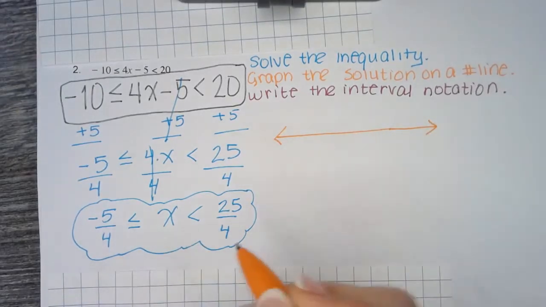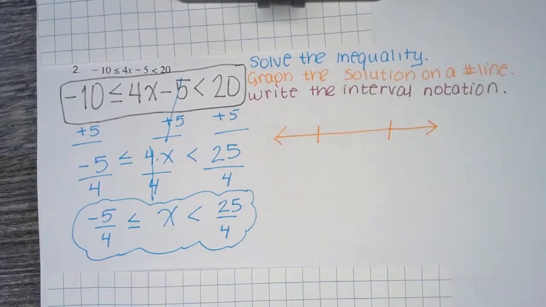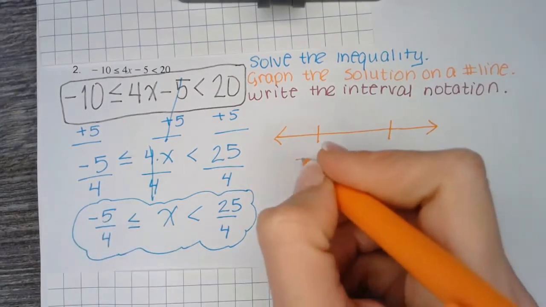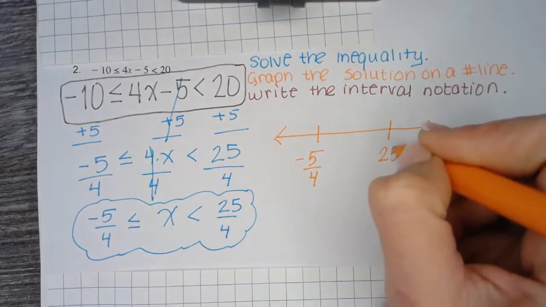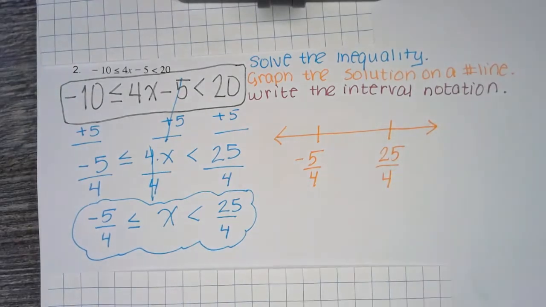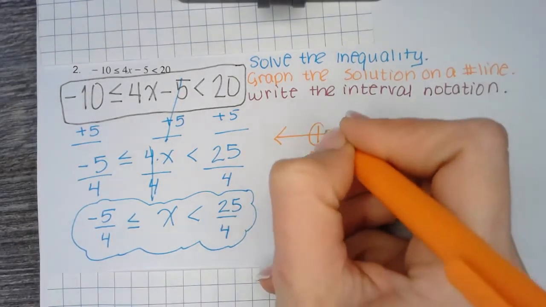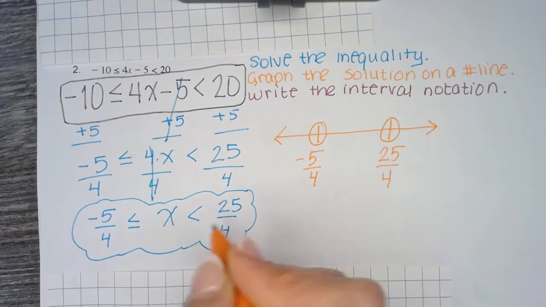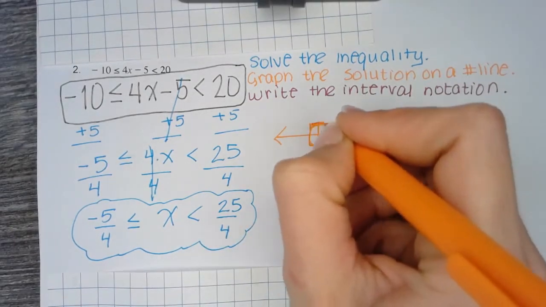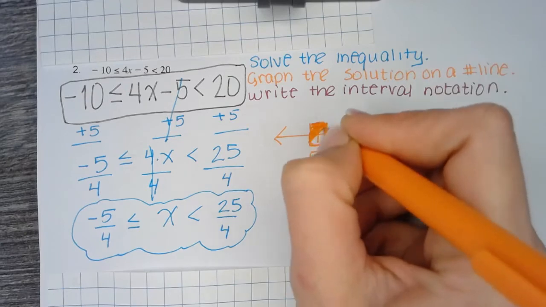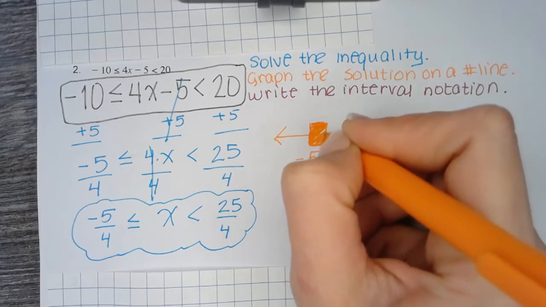I have 2 numbers in my solution. I will have 2 tick marks. This one is smaller, pay attention, so you put them in the right place. That is 25 over 4 right there. Draw my circles to start. Now we said this one's open, so that stays. This is closed. I tend to always want to color these in now with a square block when they're closed.